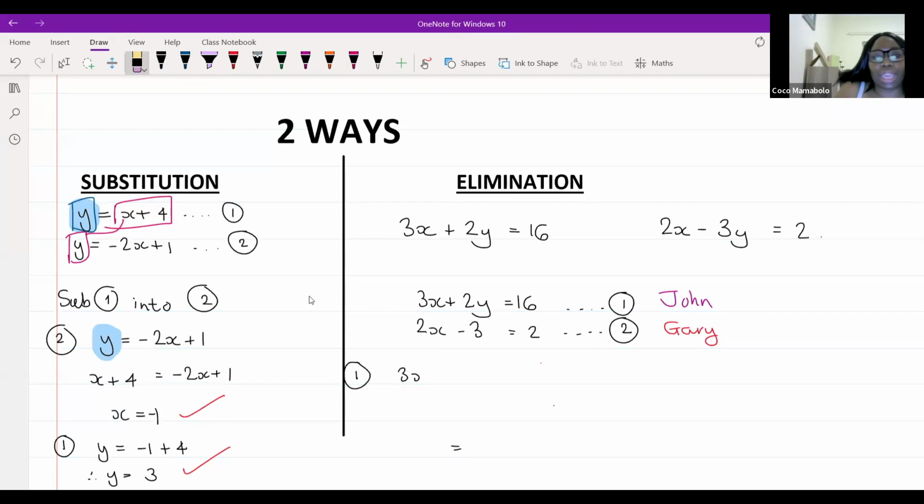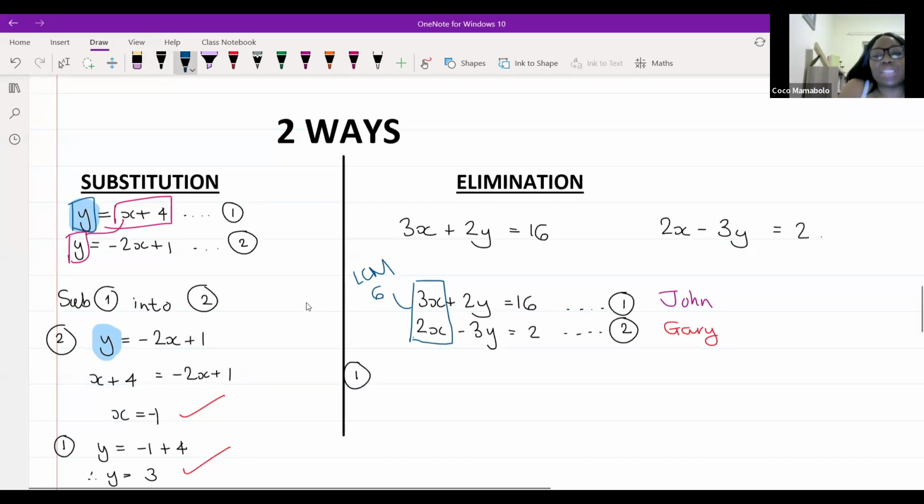Correct, that's it, Emmanuel. We need to eliminate one of the variables. Now I'm going to take any two of these numbers. Let's take 3x and 2x, and we're going to look for the lowest common multiple. What is the lowest common multiple between 3 and 2? Correct. Yes, Abu. It's going to be 6. It's going to be 6x in this case, between those two.